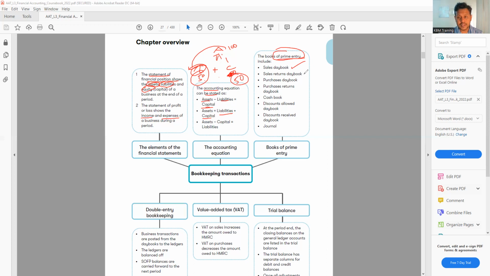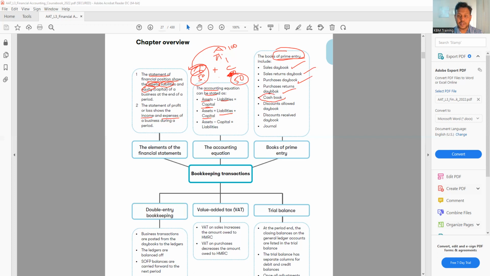Then we have the sales return day book, which is all about only the credit sales returns. Then the purchase day book is all about the credit purchases from the supplier. And then we have the purchase return day book, which records credit purchase returns.